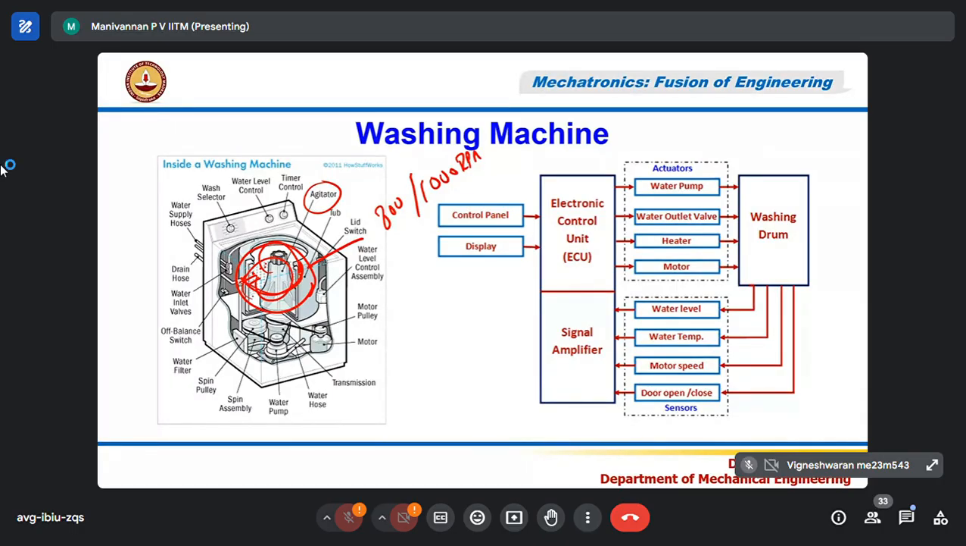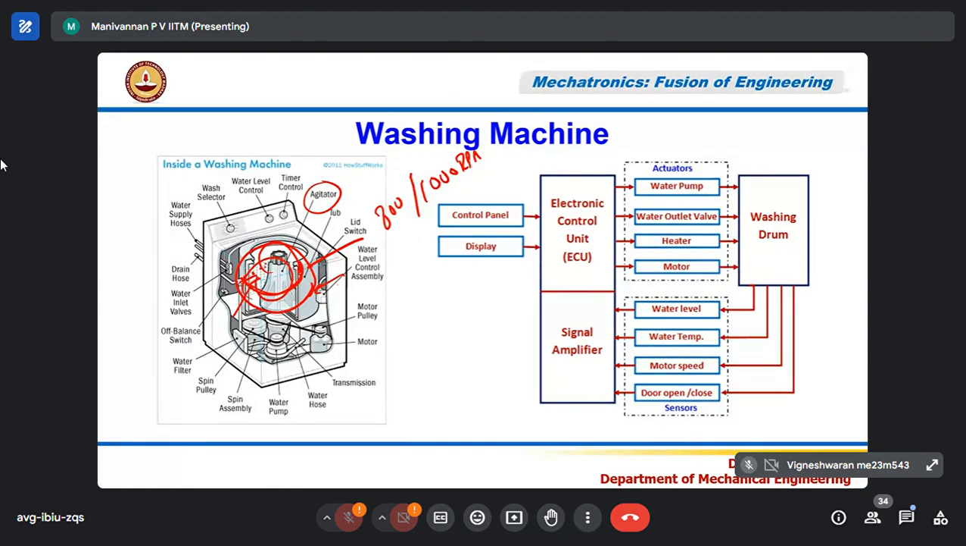After 10 minutes of rotation, the machine stops. It says that my washing is over, complete. You get a beep. If you go and see, the clothes are only partially dry, and some wetness will still be there. You have to put them in the sunlight. But if it is a fully automatic machine, after that, it will also pump hot air.